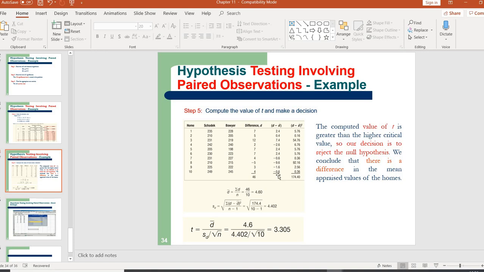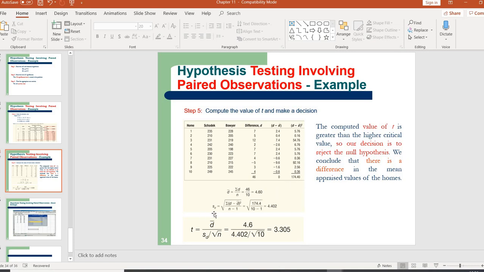Now we can also take the square of these differences, the difference minus the mean, squared. So if you take 2.4 and you square, it will give you 5.76. 0.4 you square, it will give you 0.16, and so on. And also you will sum everything, it will give you 174.40.